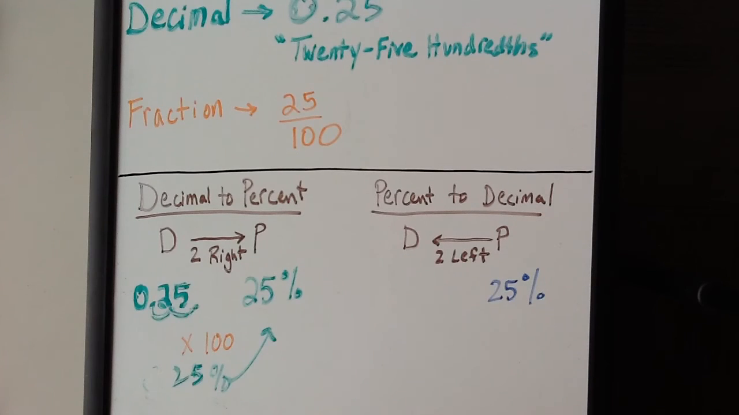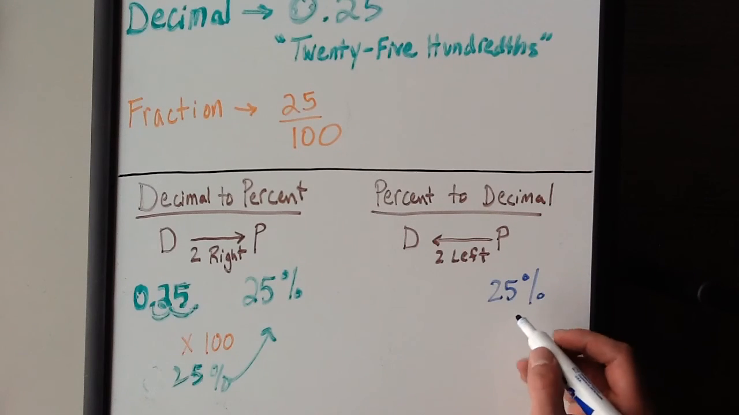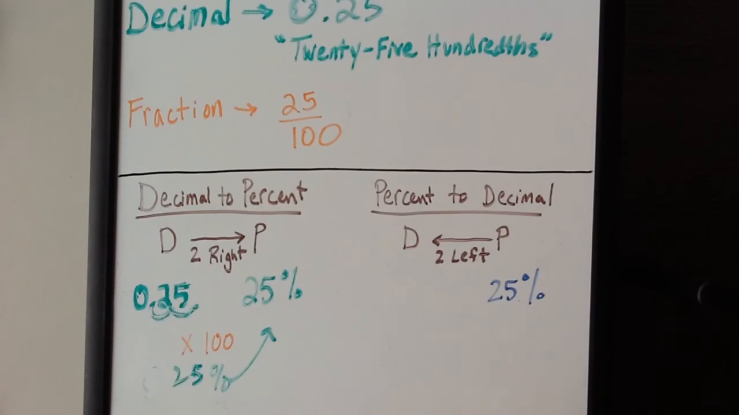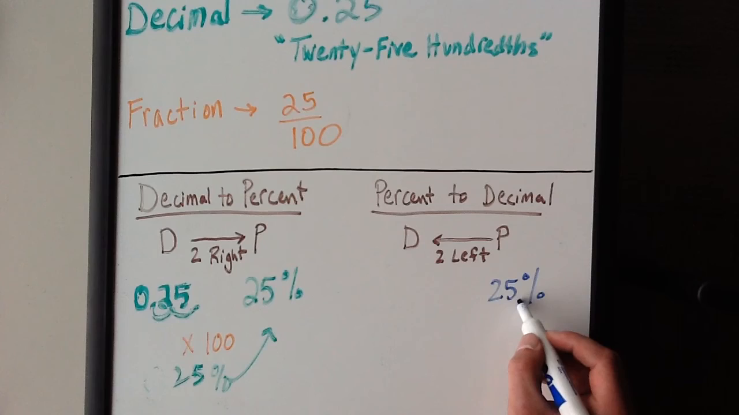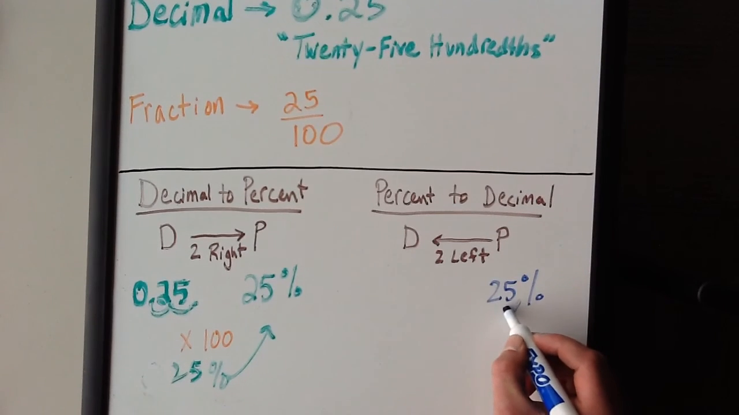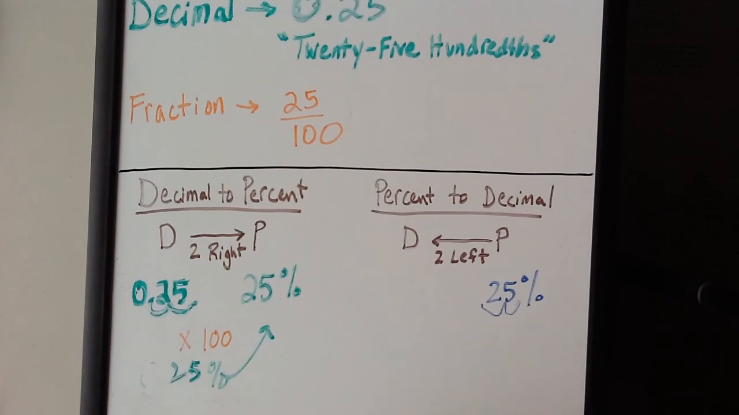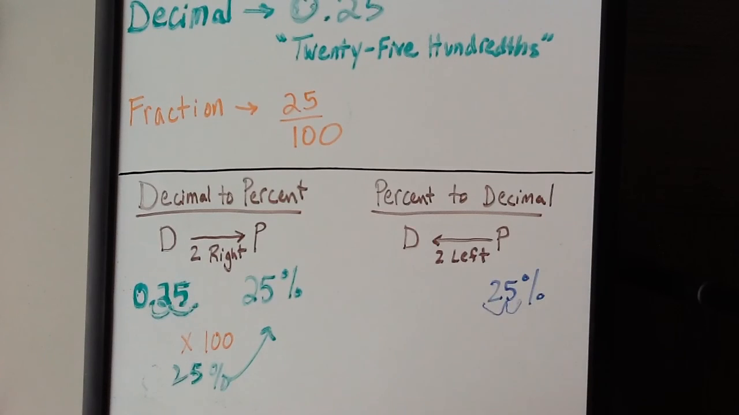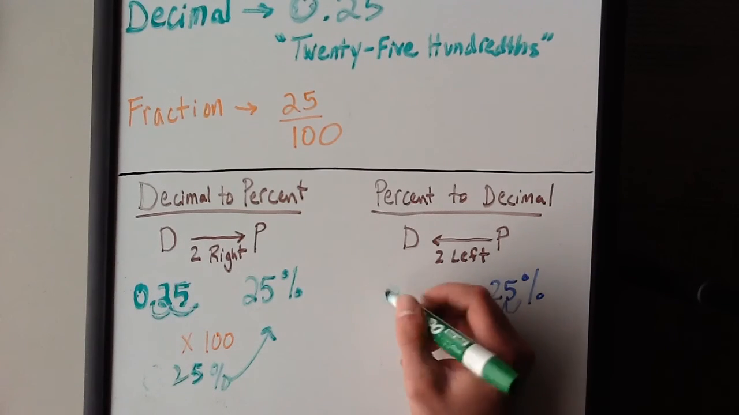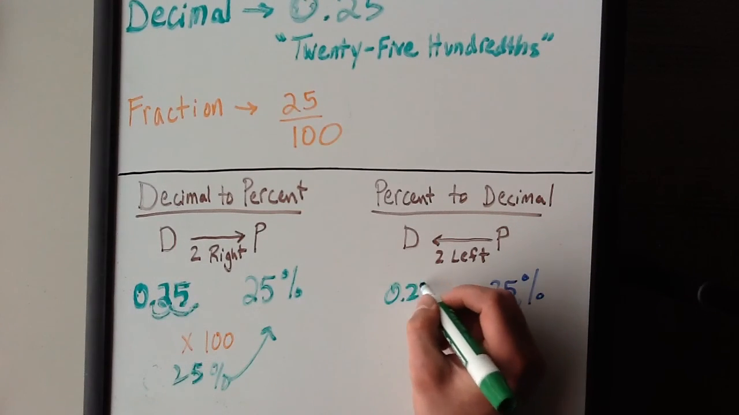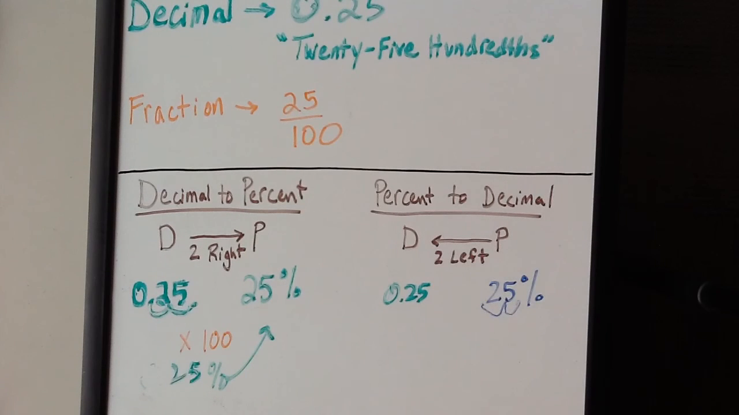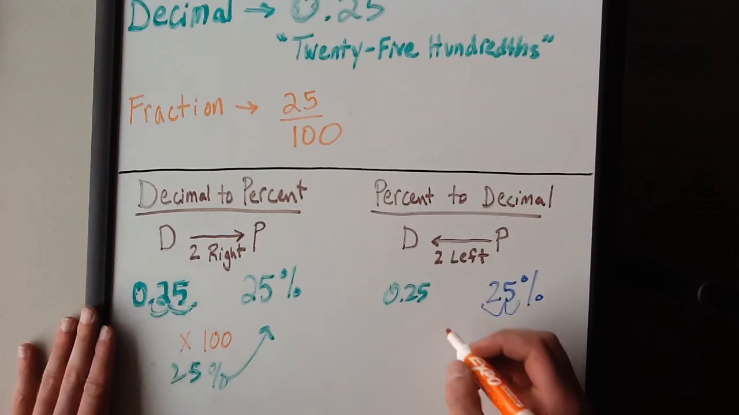Now where's the decimal at? I don't see it. Well, if it's not written, it's right after the last number. It's right after the 5. So I'm going to go 2 places to the left. Again, I move it by the U shapes, 1, 2. So there's my new decimal right there. I can write this as 0.25.